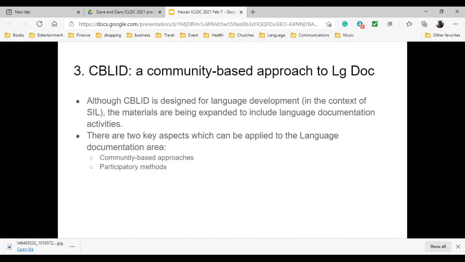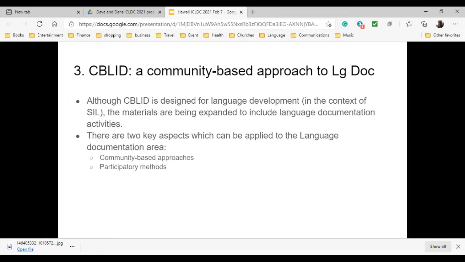Okay, and we also want to talk about CBLID as applied specifically to language documentation. Although community-based language and identity development as an approach was developed in the context of SIL for language development, which is to put languages, let's say, into writing and put literature into these languages and educational materials, we are also moving toward developing materials as part of the workshops to encourage communities to do language documentation and to encourage them on how they could do it.